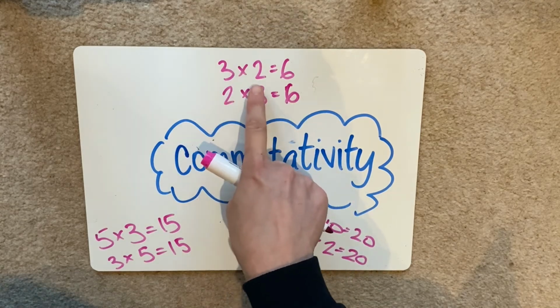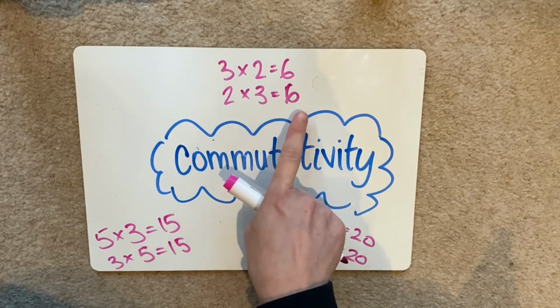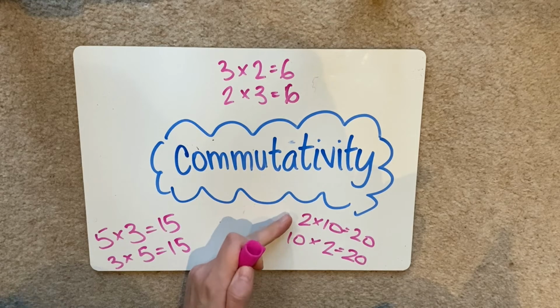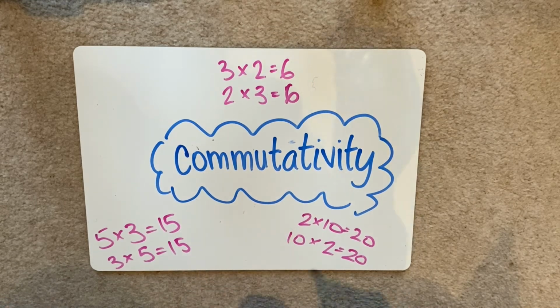So 3 times 2 is 6. 2 times 3 is 6. 5 times 3 is 15. 3 times 5 is 15. 2 times 10 is 20. 10 times 2 is 20.